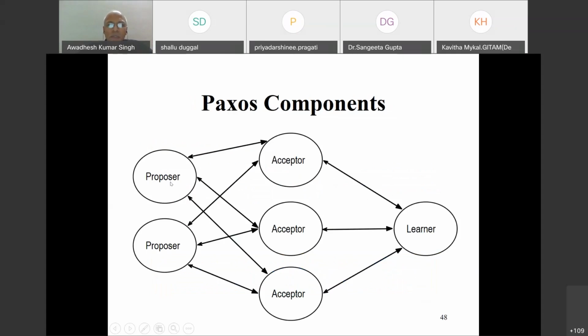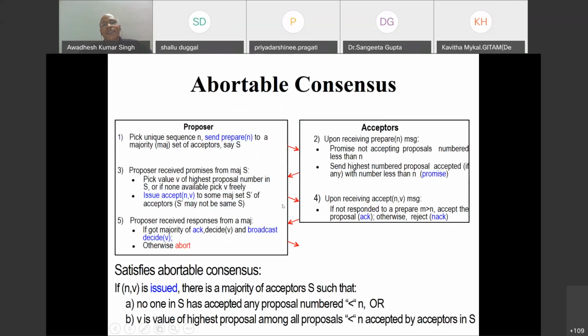They can propose some value, and acceptors will decide and inform the learner. That's how the protocol works. If a proposer proposes some value, it sends it to the acceptor; just follow the red arrow. Acceptors will promise that they will not accept any proposal which has a number less than n.